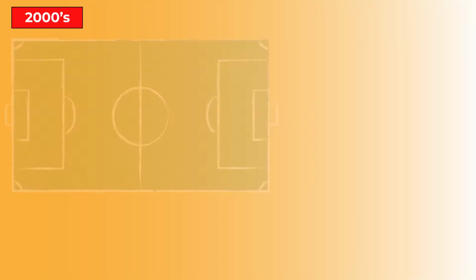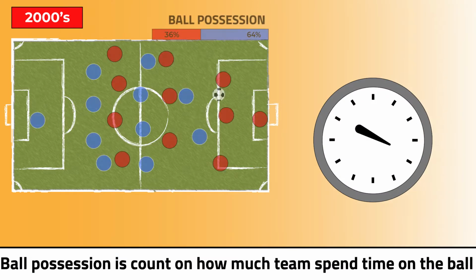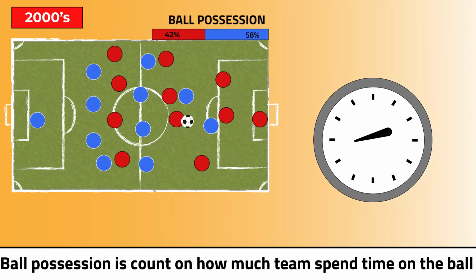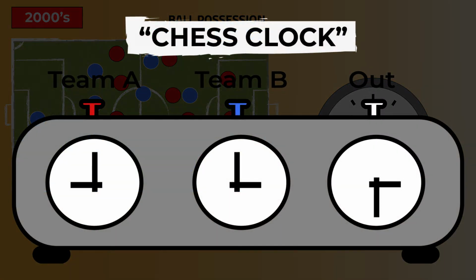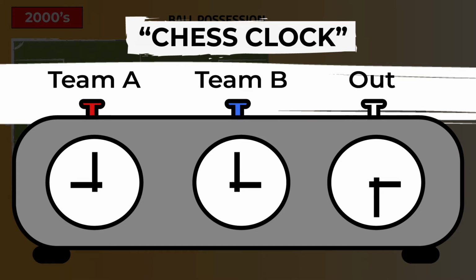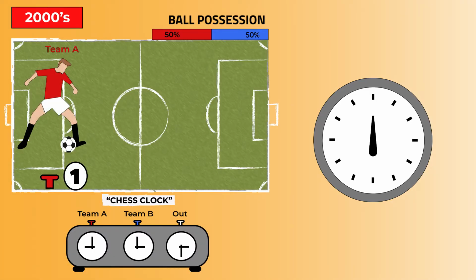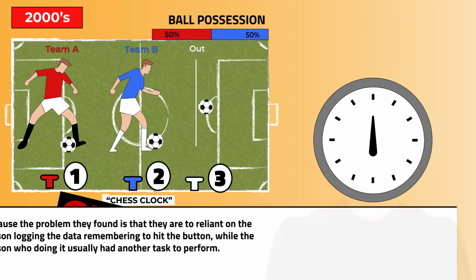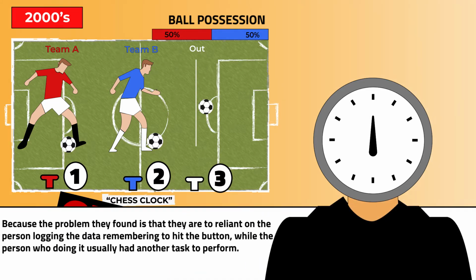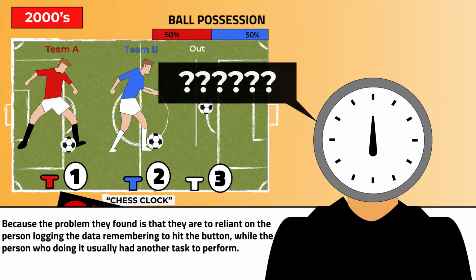In the early 2000s, ball possession was counted on how much time teams spend on the ball. This technique, manually controlling the clock, was called a chess clock. This method requires a 3-button timing mechanism. One button corresponds to team A having possession, a second button corresponds to team B having possession, and the third button is pressed when the ball is out of play. But this method was changed because the problem they found is that they are too reliant on the person logging the data to remember to hit the button, while the person doing it usually had another task to perform.